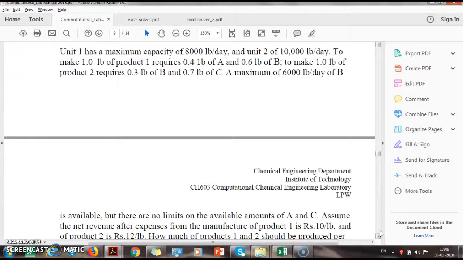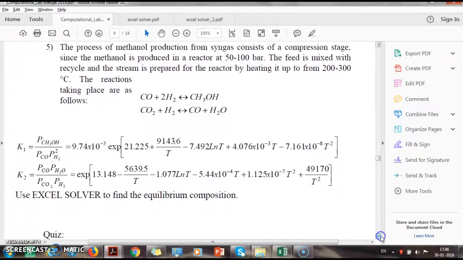Let us see another kind of problem in Solver itself, with a kind of constraint which is more of a chemical engineering domain. Let's say we have a process of methanol production wherein carbon monoxide and hydrogen are reacted to produce methanol. There is a side reaction going on between carbon dioxide and hydrogen producing carbon monoxide and water. So if I want to find out the maximum possible equilibrium composition or maximum possible equilibrium conversion for this, I need to solve both these reaction equilibrium problems simultaneously.